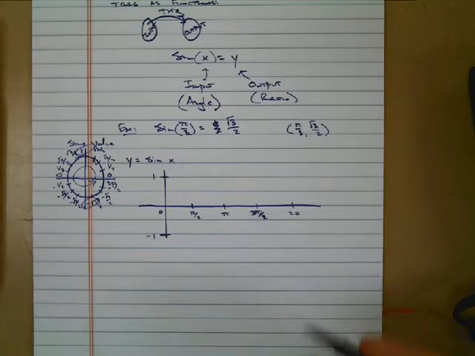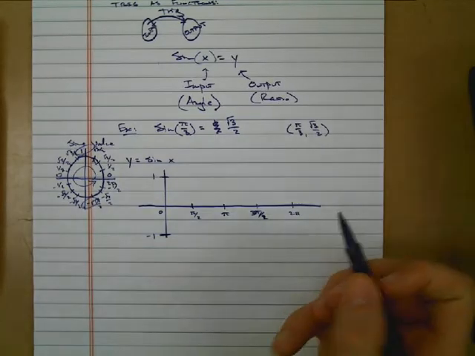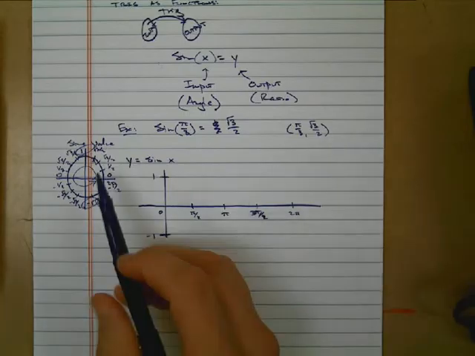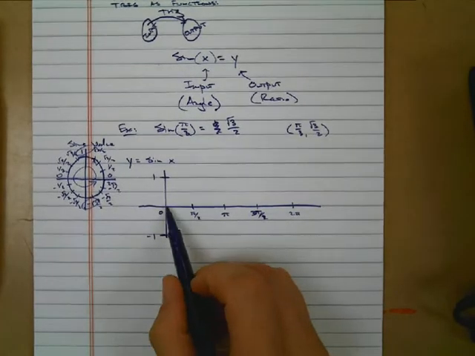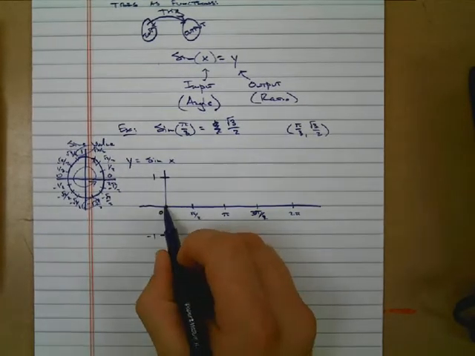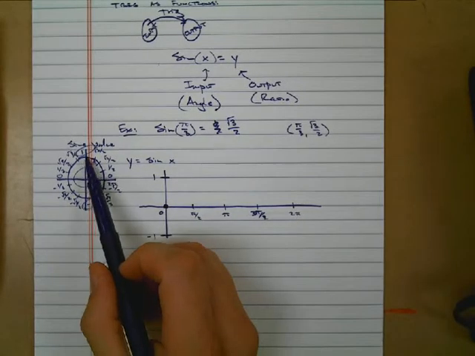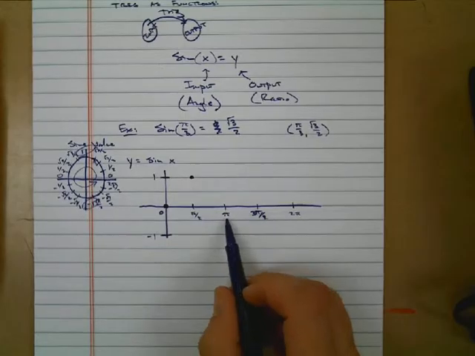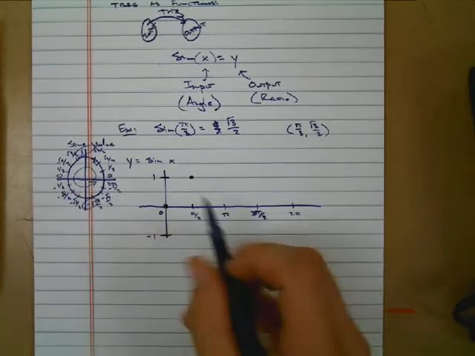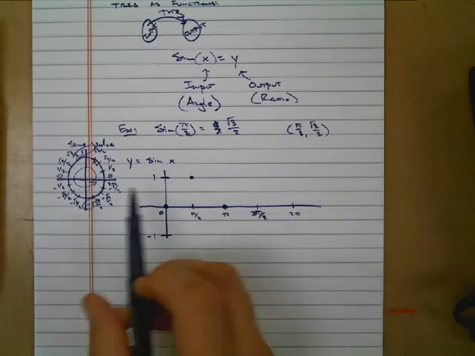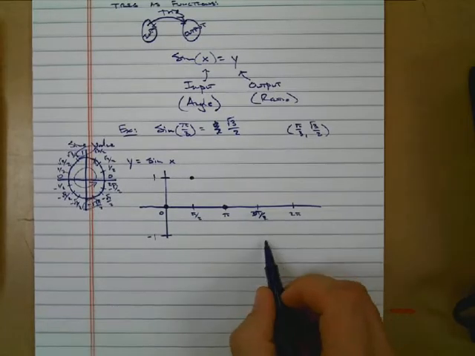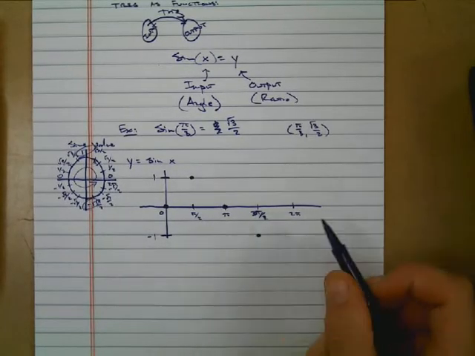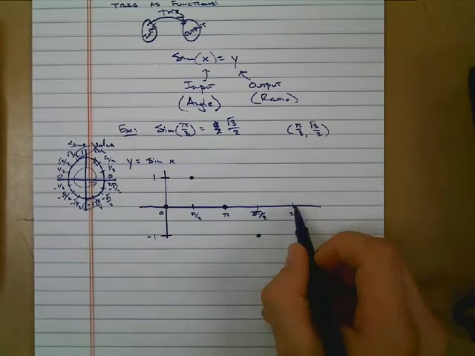Okay, so let's plot the points that we're most familiar with. So at angle 0, the sine value is 0. So I have a point here. At angle pi over 2, the sine value is 1. At angle pi, the sine value is 0 again. At angle 3 pi over 2, the sine value is -1. And at angle 2 pi, we're back to 0. So we can get a decent look at what it's doing. We know the graph has to hit these points.